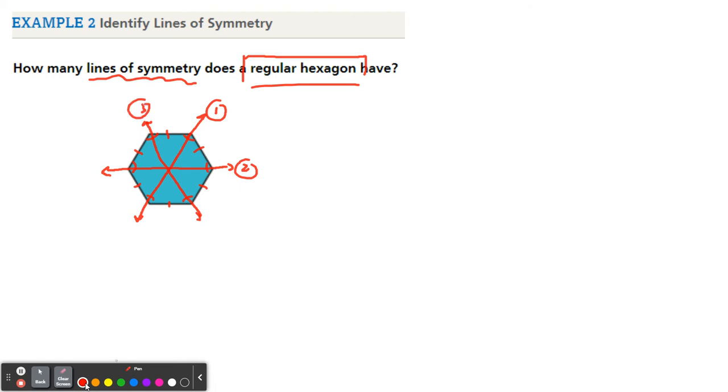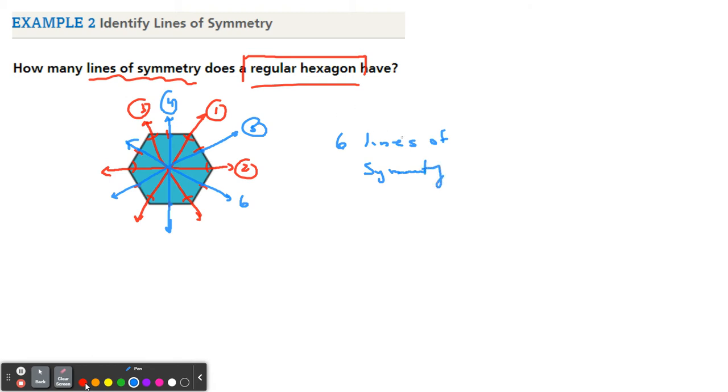You can also go down the midpoints of the sides. So if this is a midpoint and this is a midpoint, go straight down. There's a line of symmetry, 4, again splits the left and right side. Again, midpoint, midpoint. There's a line of symmetry, there's 5. And again, midpoint, midpoint. There's a line of symmetry, there's 6. And that would be all of them. So there are 6 lines of symmetry. Notice that the hexagon has 6 sides, the regular hexagon, so it has 6 lines of symmetry.